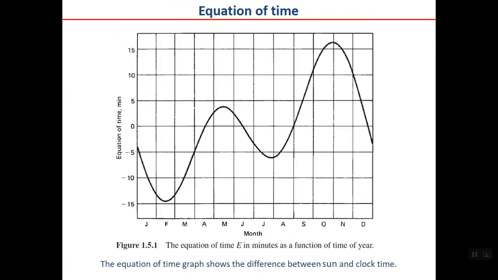E may also be calculated from figure 151. The figure shown like this, where I did not delete the explanation of the figure, is taken from our textbook. For each time of the year, we can approximately take the value of E in minutes from this figure. For example, if it is between June and July, you can go up, and then to the left you can take the value of the equation of time.